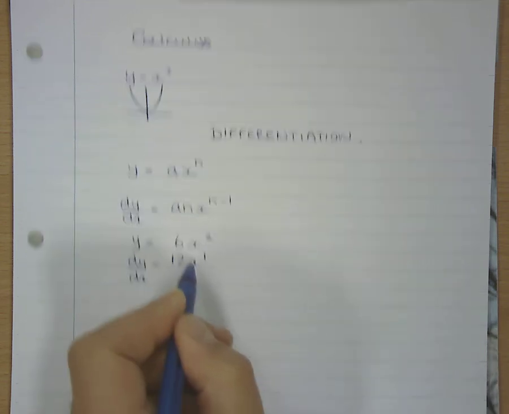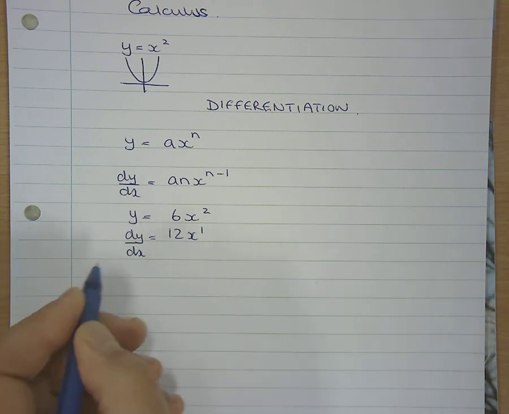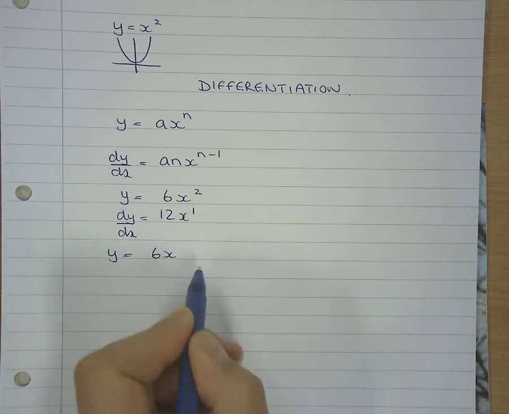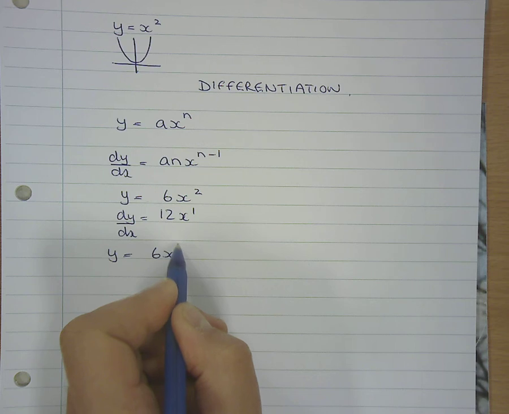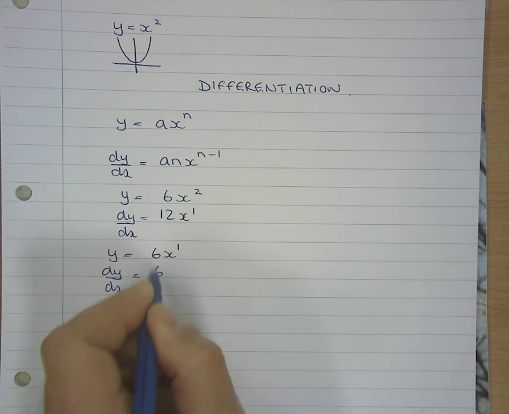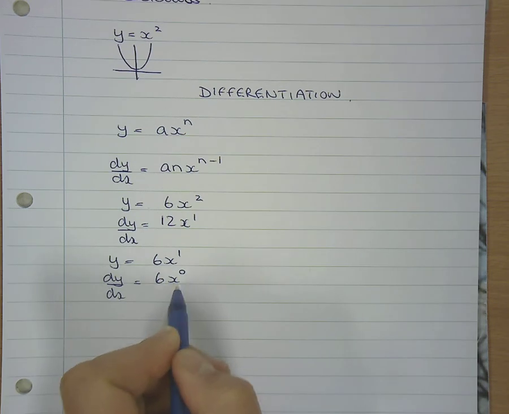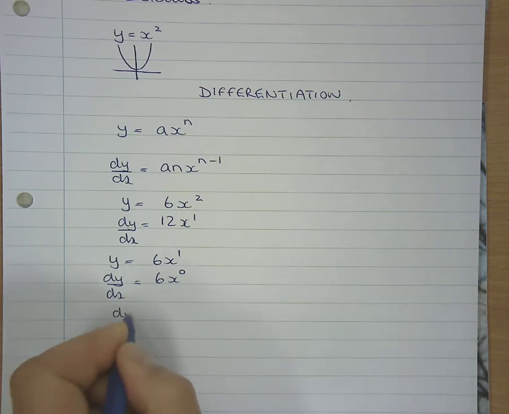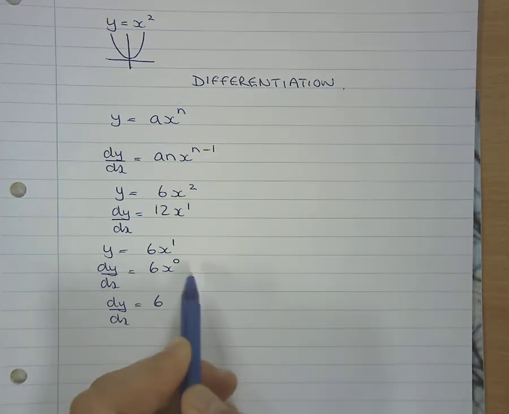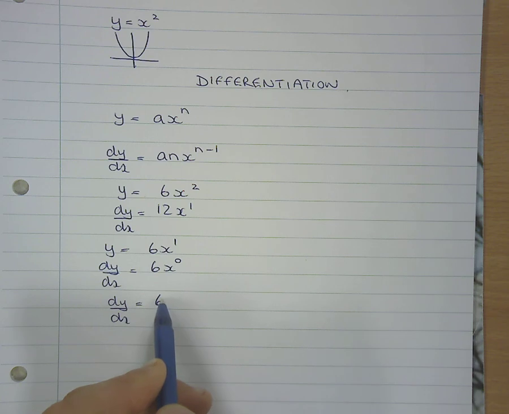This brings us on to a couple of interesting things. If I differentiate x terms, an x term, for example, y equals 6x, 6x is really 6x to the power 1. So when I differentiate that, I get 6 times 1 is 6, x to the 1 minus 1 is 0. But anything to the power 0 is 1. So that's just dy dx equals 6. Okay, so first thing there to remember, terms in x differentiate to integers.